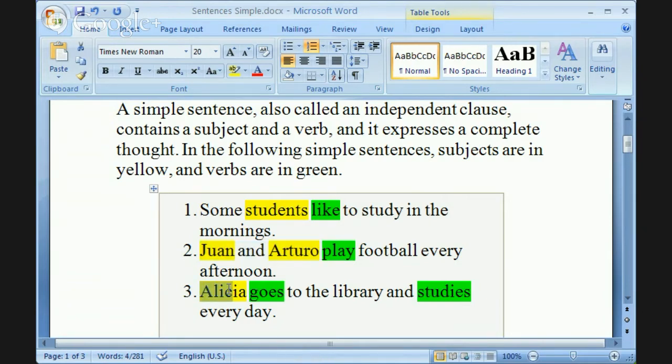Number 3, we have 1 subject, Alicia, but Alicia does 2 actions. So this simple sentence has a compound verb. All right, so Alicia goes and Alicia studies. She does 2 actions. Again, to the library, we have another prepositional phrase. And then another time phrase with an adverb.